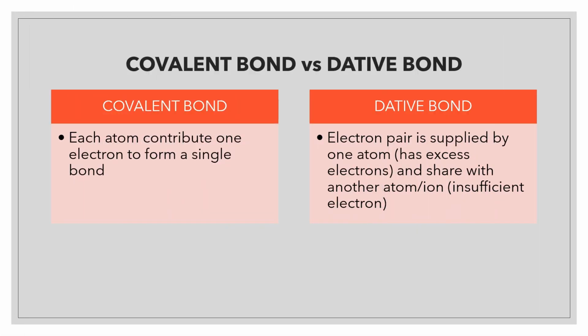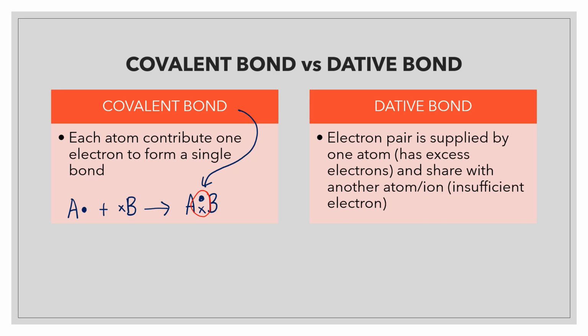To understand what is dative bond, let us see the comparison between covalent bond and dative bond. In normal covalent bond, each atom contributes 1 electron to form a single covalent bond. Meaning that A with single electron akan share dengan B yang ada single electron as well. So sharing of this electron akan membentuk single covalent bonding. So ada berapa banyak elektron yang kongsi di sini? Kita ada sebanyak 1 pair of electron, satu daripada A dan satu daripada B.